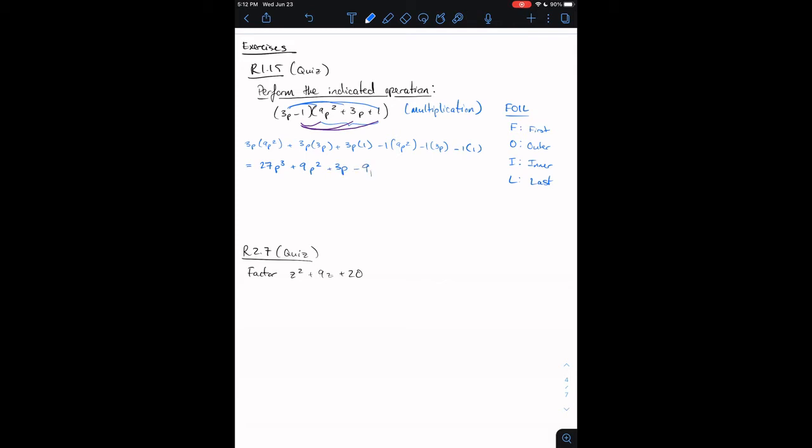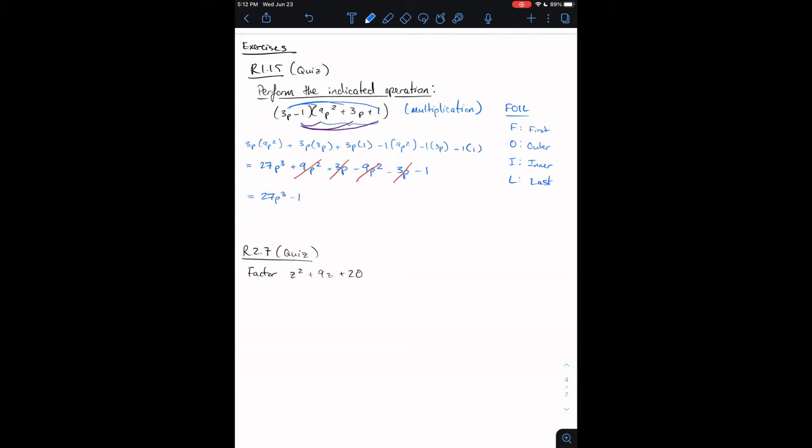Subtracting 1 times 9p squared. Subtracting 1 times 3p. And then subtracting 1. If you notice here, I have a -9p squared and a +9p squared that cancel out, and then a -3p and a +3p. So I'm left with 27p cubed minus 1.